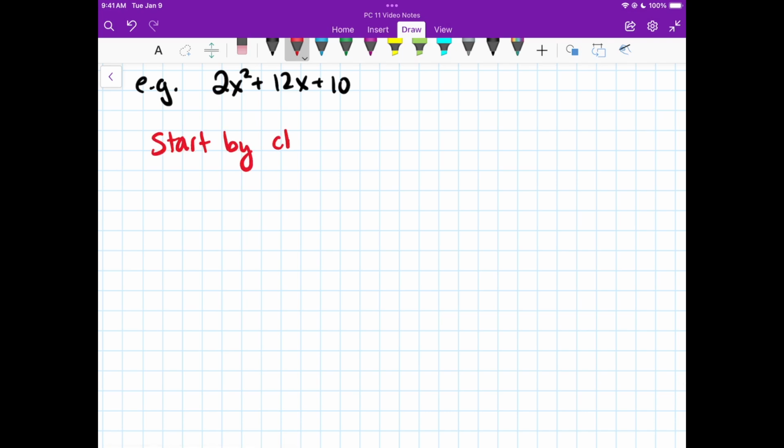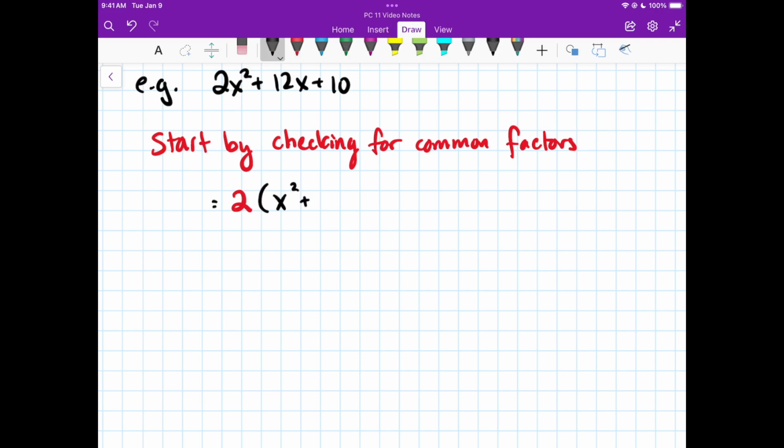Because if you can take out a common factor, you can make the question much easier. So 2x squared plus 12x plus 10, we are going to take out that common factor of 2, the same way that we did at the start of this video. And that's going to leave us with x squared plus 6x plus 5. And then that we're just going to factor normally, right? There's no longer an a value on that particular polynomial, so we can just run through it real quick.